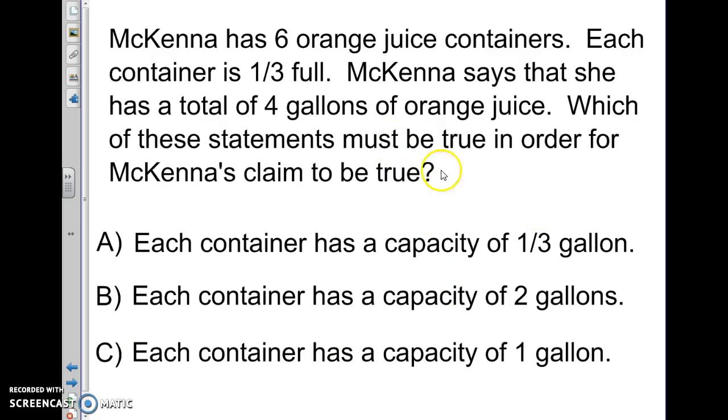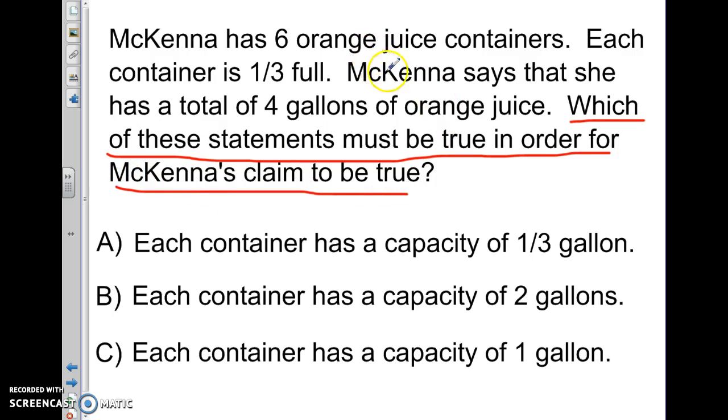first of all, we want to know the question, right? Always want to know the question so we can kind of stabilize ourselves and get some footing here. We want to know which of these statements must be true in order for McKenna's claim to be true. Well, we need to go back to what's her claim. Her claim is that she has a total of 4 gallons of orange juice, right? So we know that in our calculations, we want to make sure that the total amount of orange juice that she has is 4 gallons. One of these statements is going to bring us to that reality.